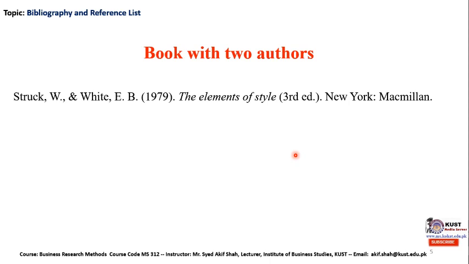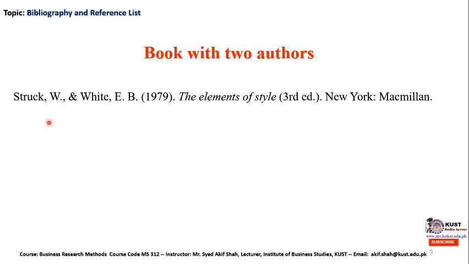What if there are two authors of a book? While referring to or quoting certain material from a book having two authors, in your bibliography you are going to mention both authors' names, starting with the first author's surname or last name, comma, the first name initial, then put a dot, another comma, and write down and in order to represent the second author's name, which is White in our case, then comma, E dot B, and in parenthesis the year of publication of the book, then put a dot, write down the name of the book, which is The Elements of Style, in parenthesis third edition, another dot, and then at the end the publisher name, which is New York, colon, Macmillan.